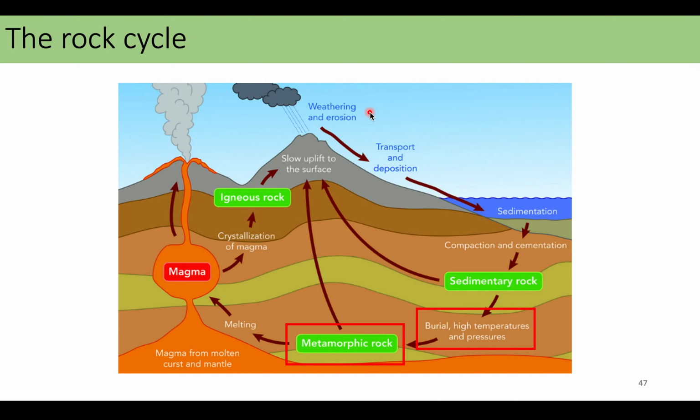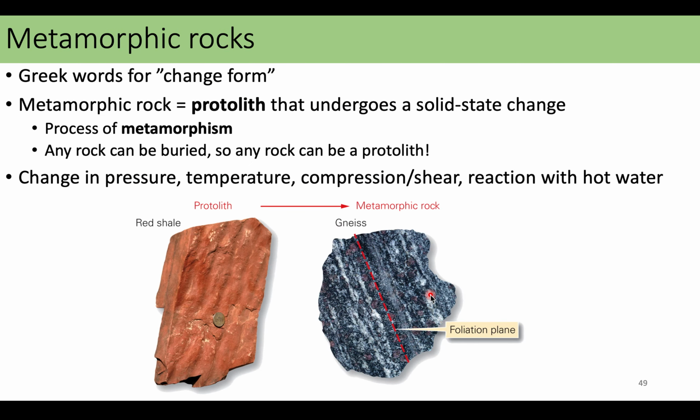Weathering, transport, and deposition of any rock can then create a bed of sedimentary rock. If we have burial, high pressure, and high temperatures of any type of rock, we create what is called metamorphic rock. So that completes our rock cycle, the three types of rocks: igneous, sedimentary, and metamorphic. They can each become each other.